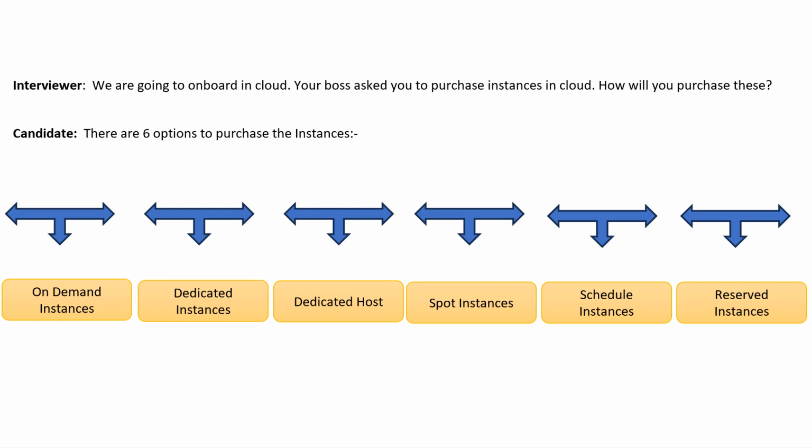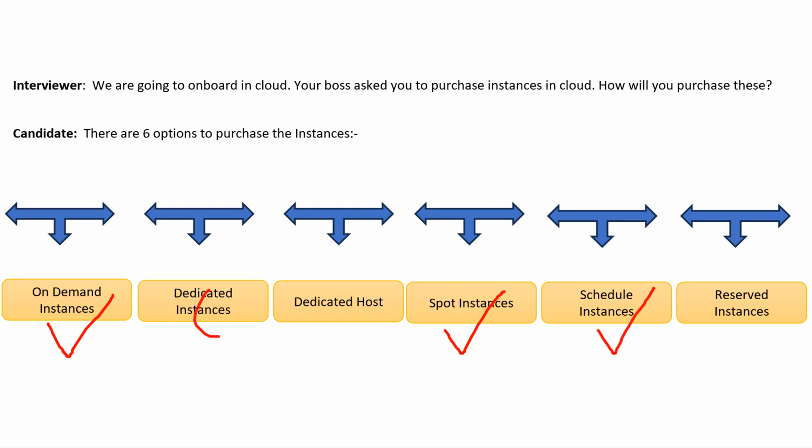So from the purchasing point of view, we have multiple categories here. For example, number one is on-demand instances. Second is dedicated instances, then dedicated host, then spot instances, scheduled instances, and reserved instances. Actually, guys, if we talk about the professional view, then only three types of purchasing instances are available, which are on-demand instances, second is spot instances, and third is scheduled instances.